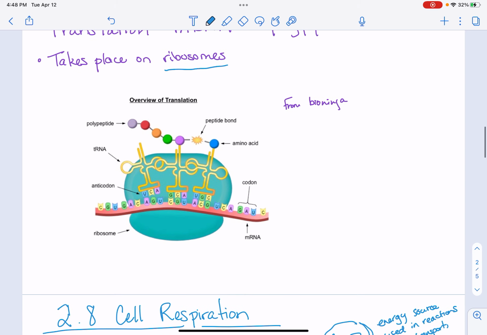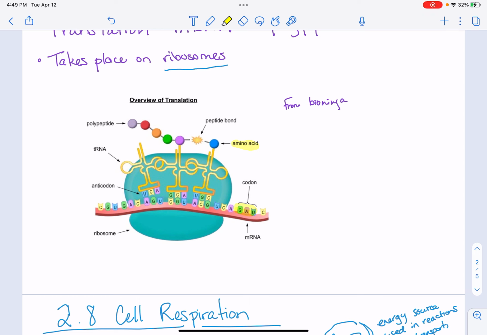And this is a picture from BioNinja that basically just explains what's happening. So on the mRNA strand, three bases equal a codon. And so that codon is going to basically tell us what amino acid is going to be used. So every codon codes for a specific amino acid.